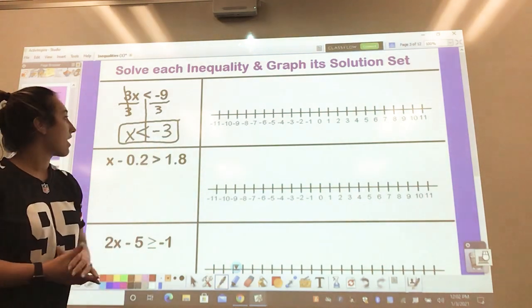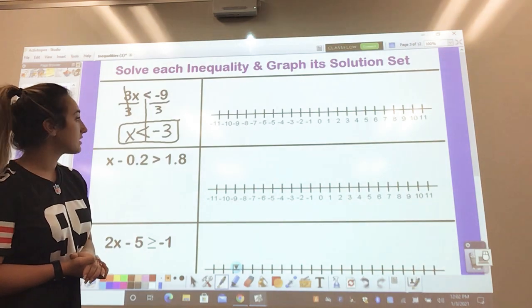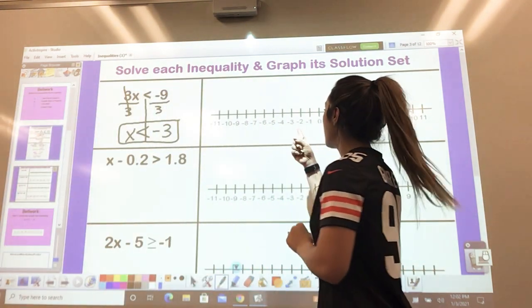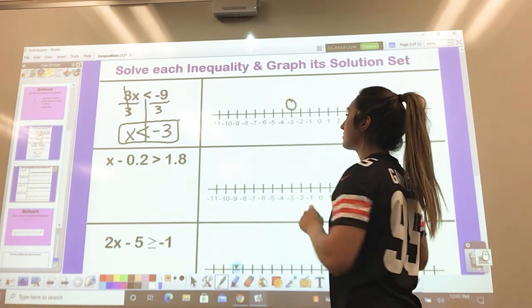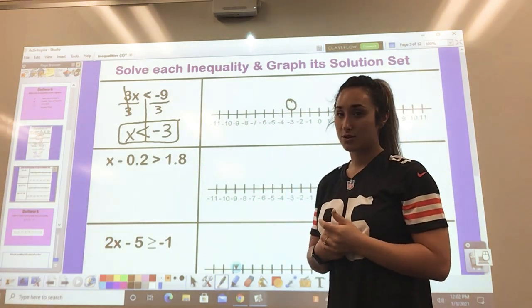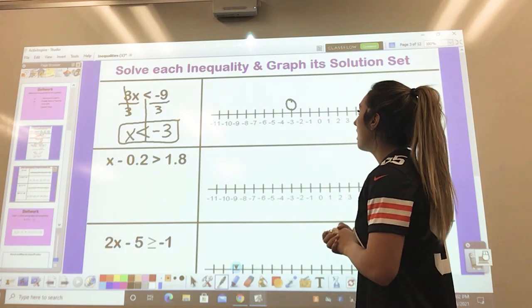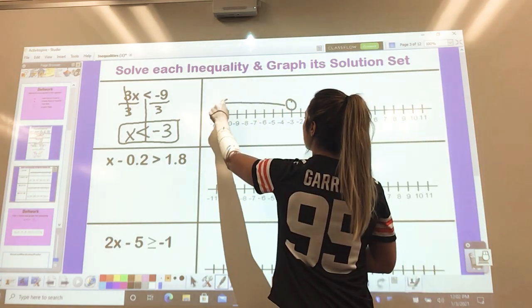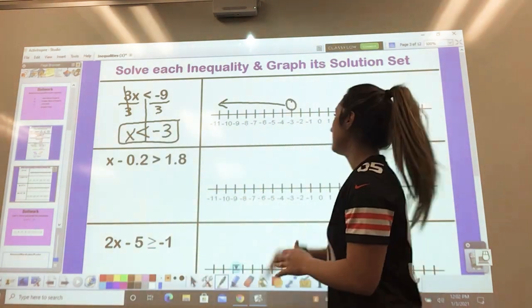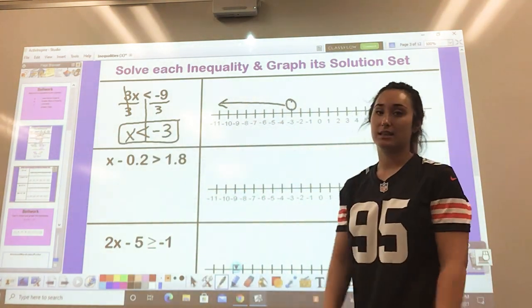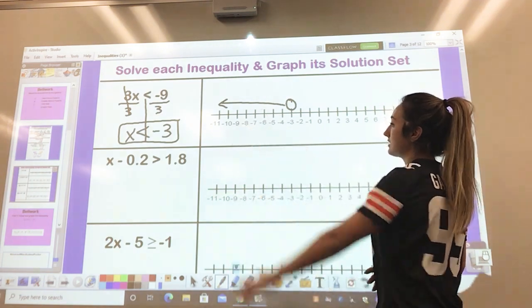All right, so then let's graph it over here. We want to find -3 since that's part of the solution set. Since x is just less than it, we want to put an open circle so it's not less than or equal to, it's just less than. And then this would be the less than direction. This kind of looks like an arrow pointing to the left, and less than is going to the left. These are the numbers less than -3.